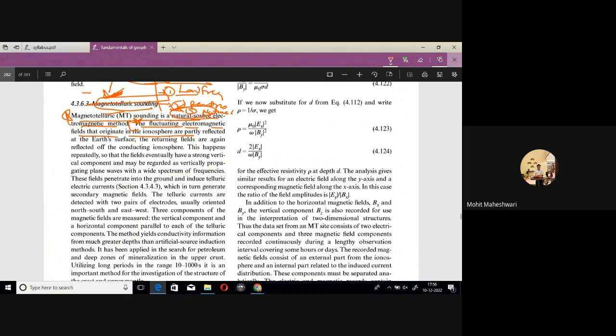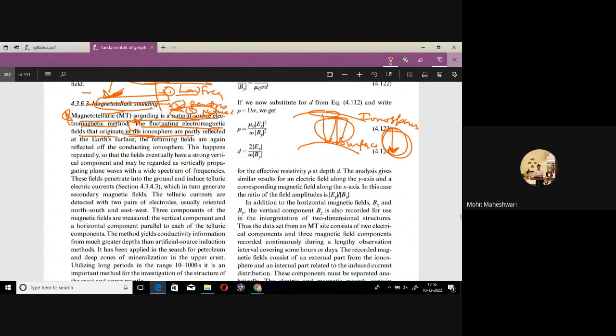So you know that in the ionosphere, the fluctuating electromagnetic field originates, and this originated electromagnetic field is partially reflected at the Earth's surface. Let's say this is the surface of the Earth, and this is the ionosphere. So there is a fluctuating electromagnetic field being created. By that, an electromagnetic wave is incident on the surface. This wave will be reflected. This reflected wave will again go there and again be reflected. And through this process, we can say there is a vertical component of electromagnetic field. Vertical component. So this is given there.